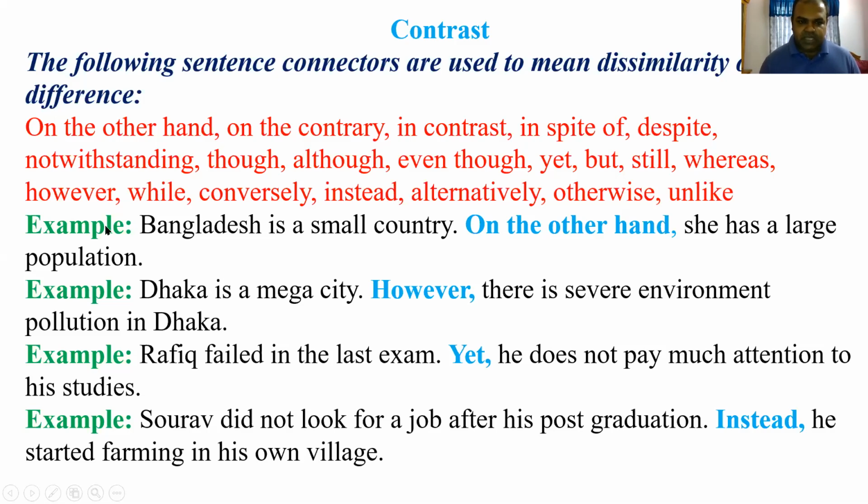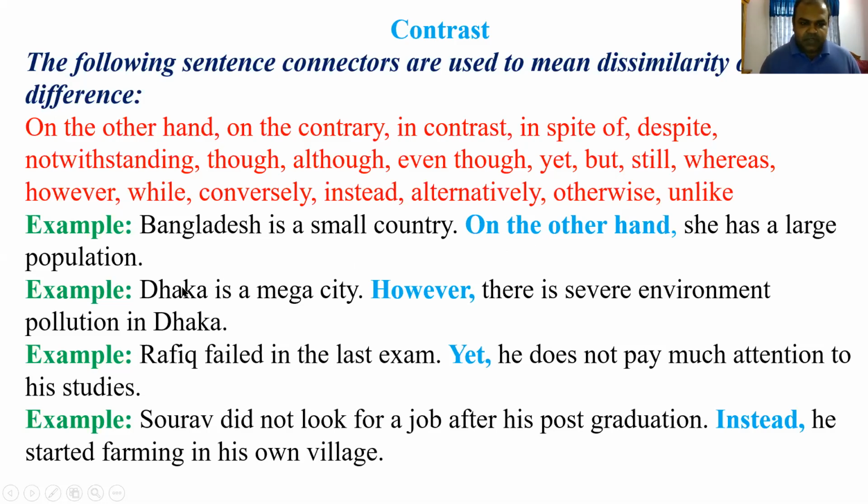The first example is Bangladesh is a small country. On the other hand, she has a large population. In this example, we have used the sentence connector on the other hand. In spite of being a small country, Bangladesh has a large population. Bangladesh is a small country, so it should have a small population. Despite being a small country, Bangladesh has a big population. For this reason, we have used the sentence connector on the other hand.